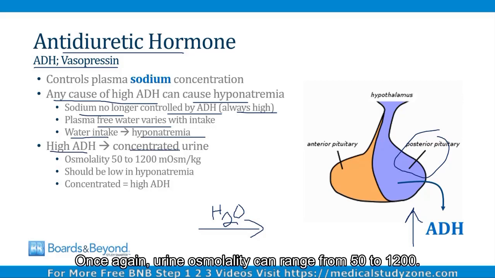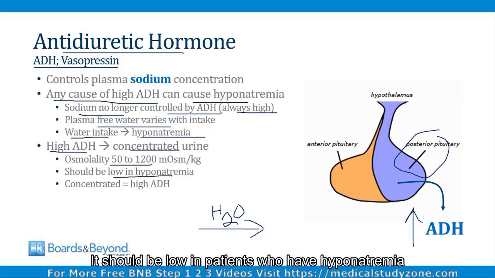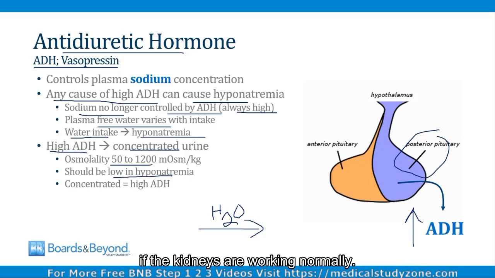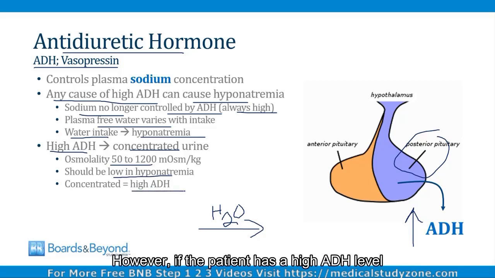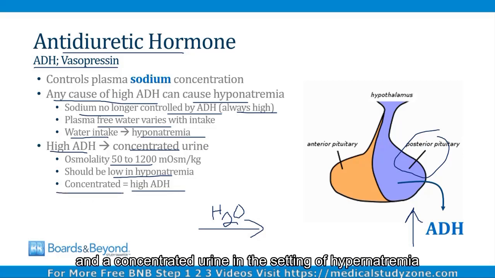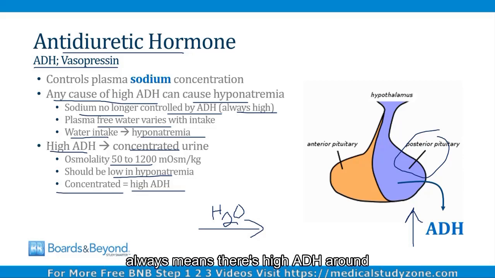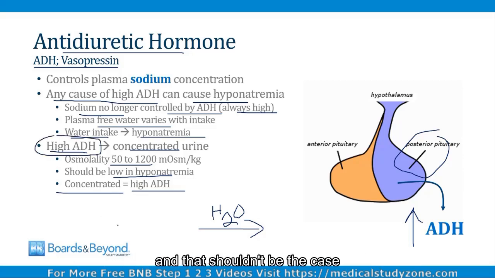Once again, urine osmolality can range from 50 to 1200. It should be low in patients who have hyponatremia if the kidneys are working normally. However, if the patient has a high ADH level, the urine will be inappropriately concentrated. And a concentrated urine in the setting of hyponatremia always means there's high ADH around, and that shouldn't be the case, and that means some pathologic process is causing the ADH level to be high.